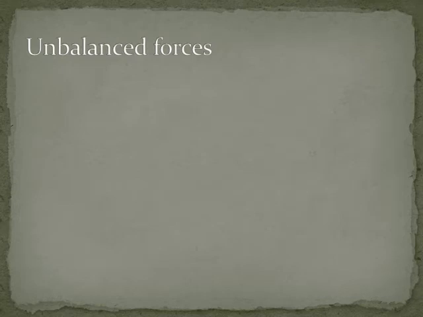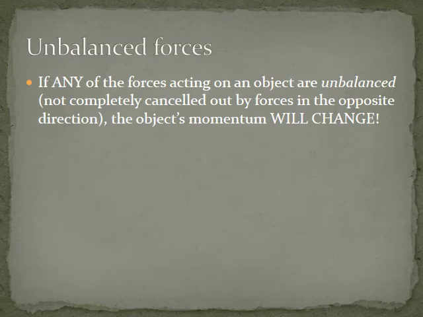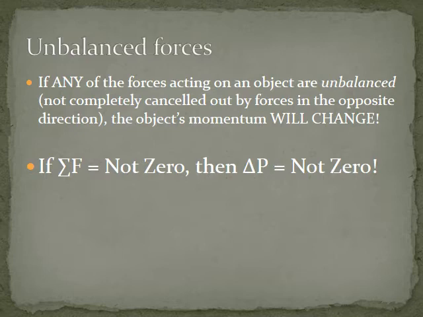On the other hand, some of the objects around us in the real world have unbalanced forces acting on them. If the forces are unbalanced, if any of the forces acting on the object don't have an opposite force on the other side that's canceling it out, that means the object's momentum must be changing. So every time we see an object speeding up or slowing down or changing speed, the forces on that object, by definition, must be unbalanced. A way to write this more mathematically: if sigma F is not 0, so if the sum of the forces is not 0, then delta P is also not 0. So if there are unbalanced forces, momentum is going to be changing.